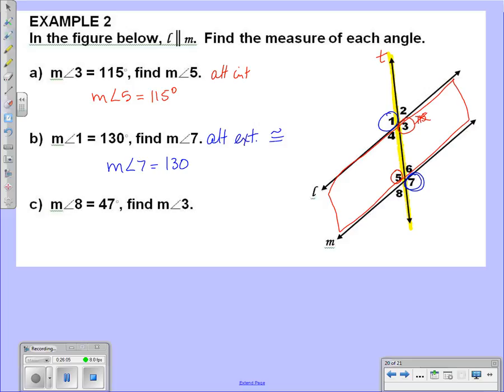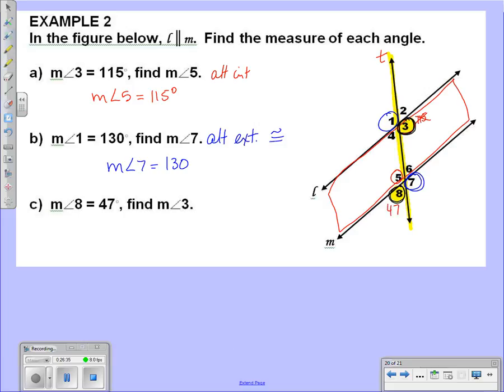Now C, again, total different problem. C, we're looking at the measure of angle 8, and we're comparing that to the measure of angle 3. Let me use my highlighter to show that even more. Here's 3, and here's 8. Again, I'm noticing they are on the alternate sides of the transversal. Okay, and it's telling me the measure of angle 8 is 47 degrees.